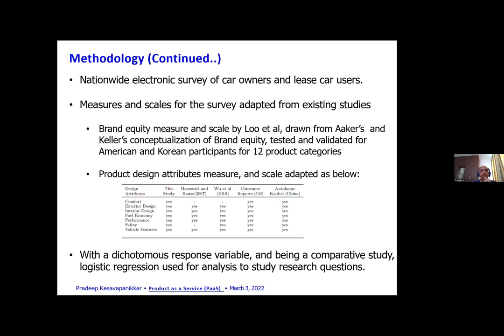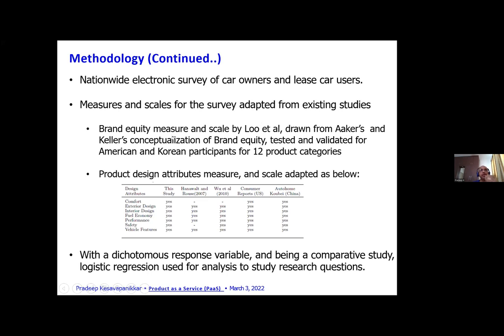That is the approach that we're taking in the study. What we have done is to roll out an electronic, nationwide survey to car owners as well as lease car users. So we sent out a survey to car owners as well as lease car users in the country. The measures and the scales that were used in this survey were adapted from existing studies.